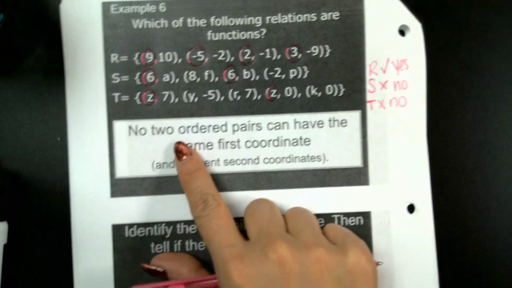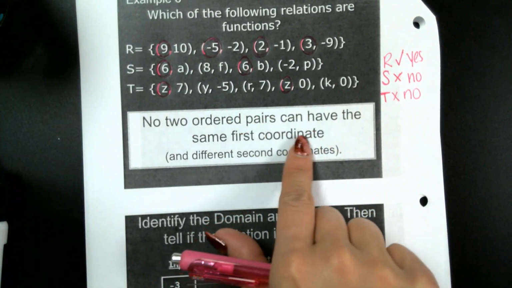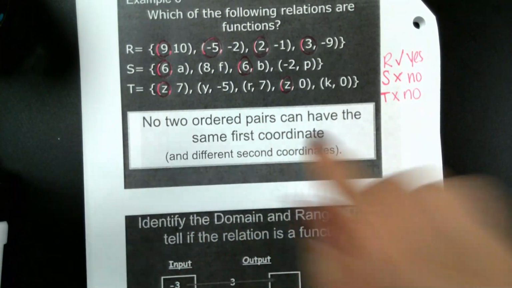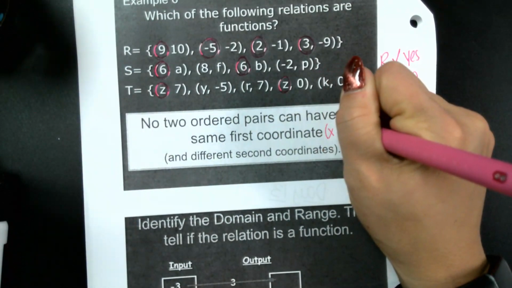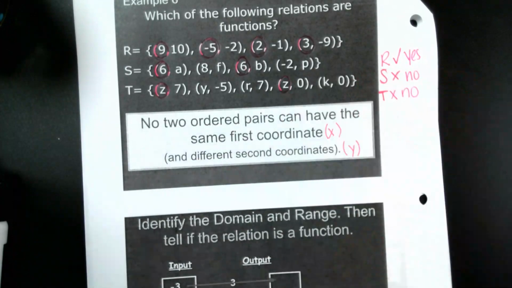So it says no two ordered pairs can have the same first coordinate and different second coordinate. So they can have the same X if their Y's are the same, but they cannot have the same X if their Y's are different from each other.